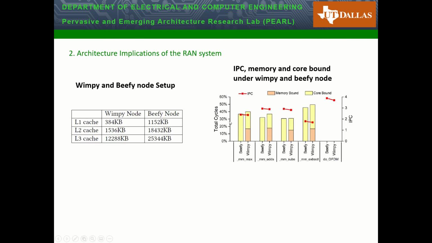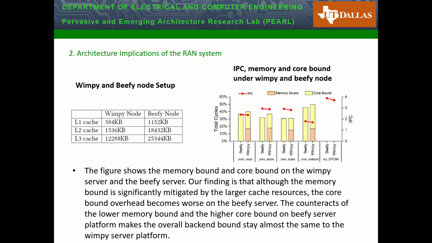Our first effort to mitigate the backend bound is to reduce the memory bound by developing the VRAN system on an alternative platform. The platform we use is W2195, which has a higher cache size. The table compares the cache size of the Xeon server and the alternative server. The figure shows the memory bound and core bound on the two servers. Our finding is that although the memory bound is significantly mitigated by the larger cache resources, the core bound overhead becomes worse on the alternative server. The contrast of the lower memory bound and the higher core bound makes the overall backend bound stay almost the same as on the original server platform.